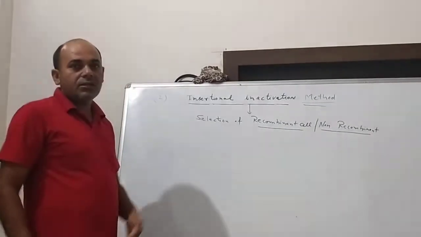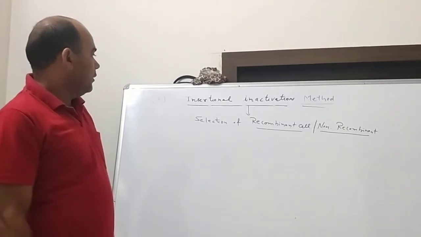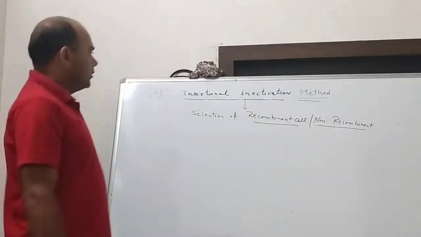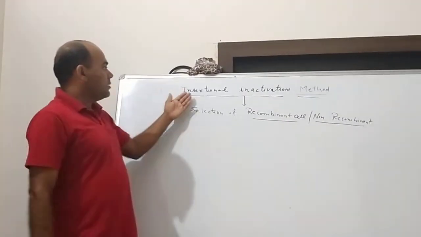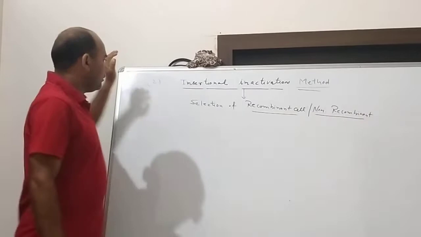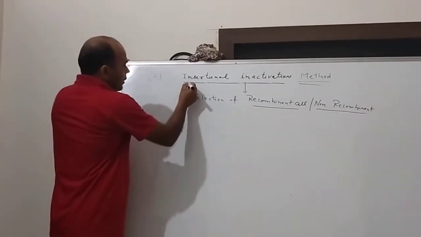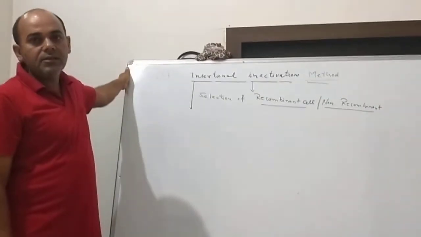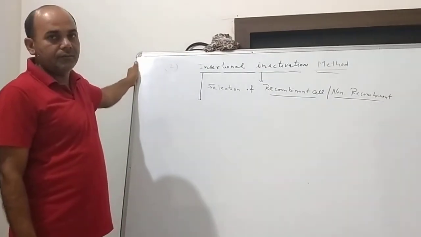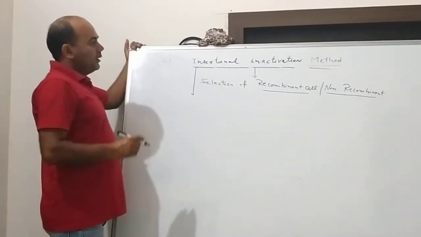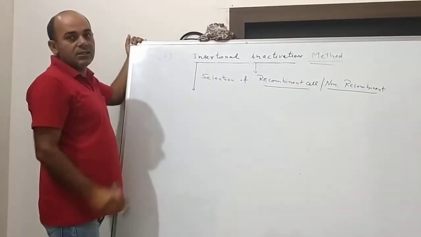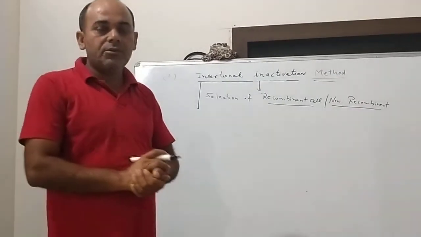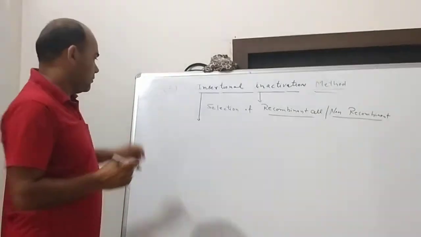Then the second method, how we can select the recombinant cell from a non-recombinant cell. This approach is insertional inactivation. A very simple method. In this method, a particular DNA sequence is inserted into the sequence of an enzyme whose name is beta-galactosidase.